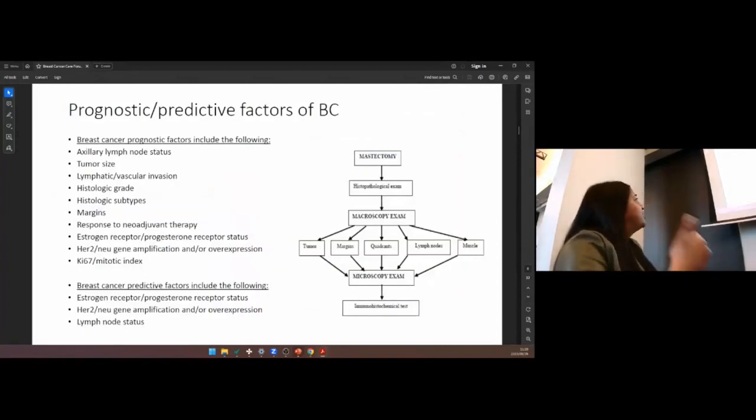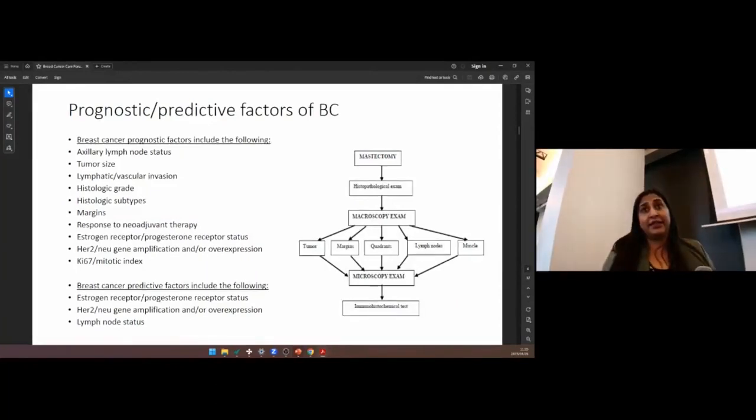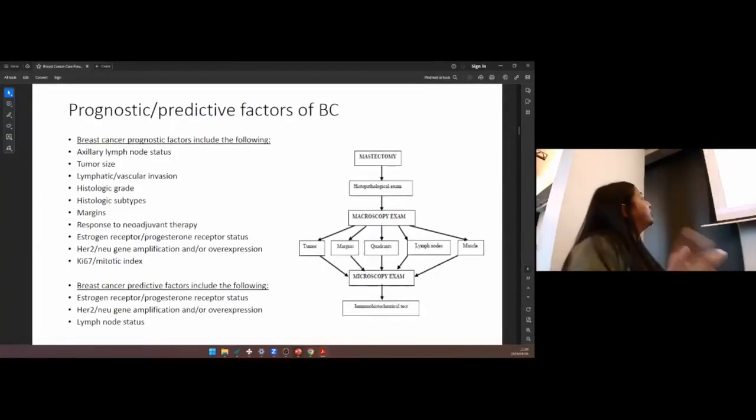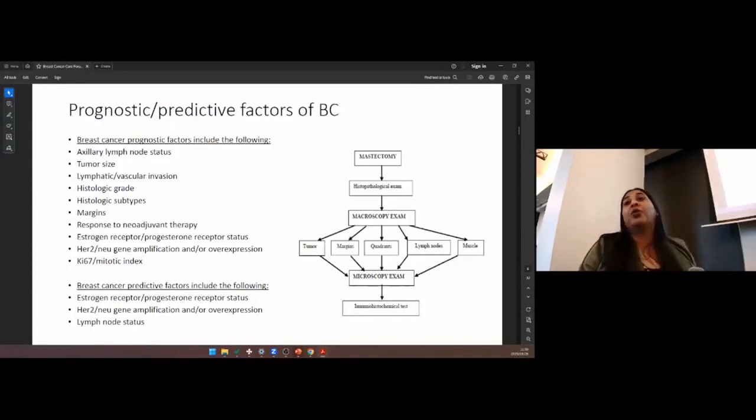We start off with axillary node status, the tumor size, lymphovascular invasion, and the subtypes, which are very important, then response to neoadjuvant therapy, and we can use many scales for this. The commonest one is the Miller-Payne, which we'll go into later in the talk. And then HER2/neu expression or amplification using FISH or SISH.